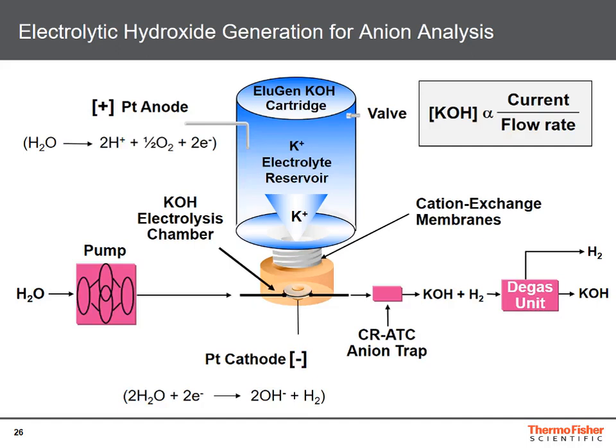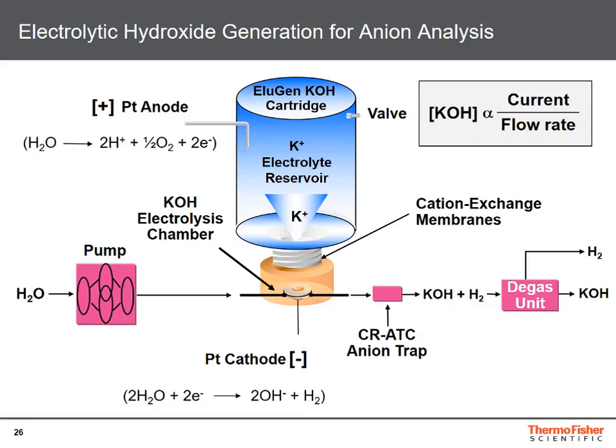If we are now pumping ultra-pure deionized water into this electrolysis chamber and apply an electric field between the two electrodes, the potassium ions start migrating under the influence of such electric field through the cation exchange membranes into the electrolysis chamber, where they pick up hydroxide ions generated at the cathode. Our final product is potassium hydroxide. But this is not the only reaction product. As you can see, we also generate a little bit of hydrogen gas, which has to be stripped before getting into the injection valve and finally be directed to the separator column.